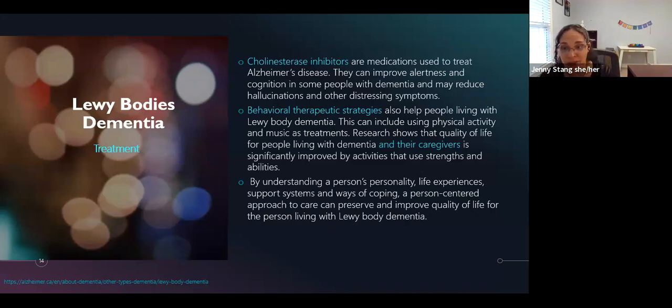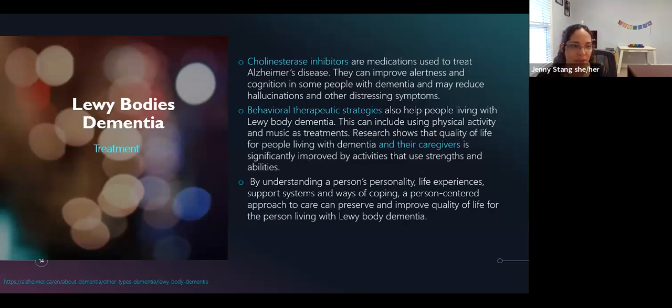Interestingly, research shows that the quality of life for people living with dementia and their caregivers is significantly improved by activities that use strengths and abilities. So zero in on what your loved one can do. What are their strengths? What are their abilities? Let's focus in on that, and that is probably going to be your best course of action when caring for somebody with Lewy body dementia. By understanding a person's personality, their life experiences, support systems, and ways of coping, a person-centered approach to care can preserve and improve quality of life for a person living with Lewy body dementia.